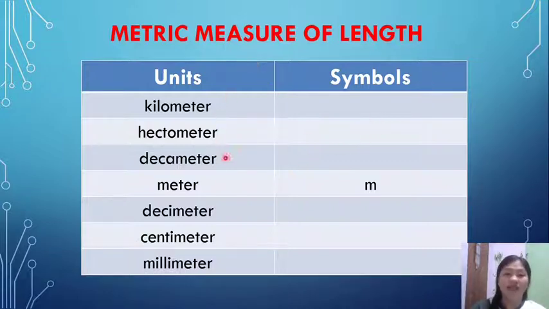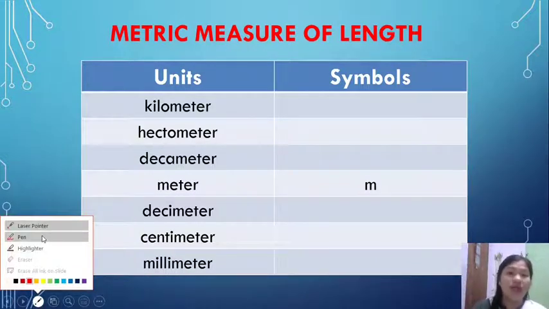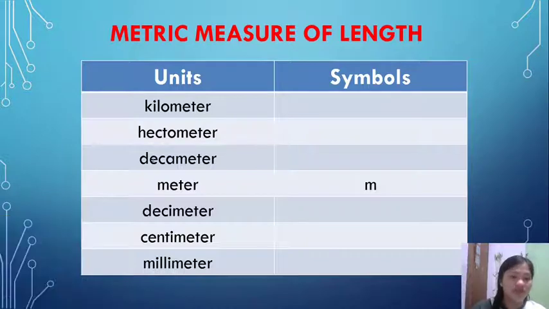In measure of length, we are going to use the meter as the base unit, and the symbol for meter is M. And we're going to put prefixes to meter to create other units of measure. So we have kilometer, so the prefix is kilo. Second one is hectometer, the prefix is hecto. The third one is deca, the prefix is deca, followed by the base unit, which is meter. And then you have the deci, you have the centi, and then you have the prefix milli.